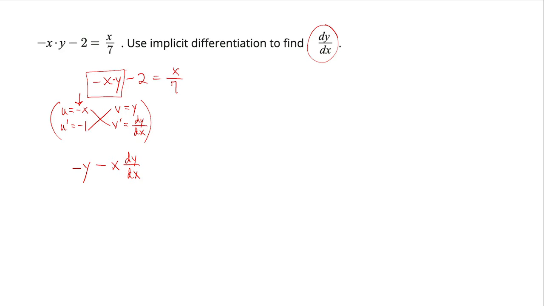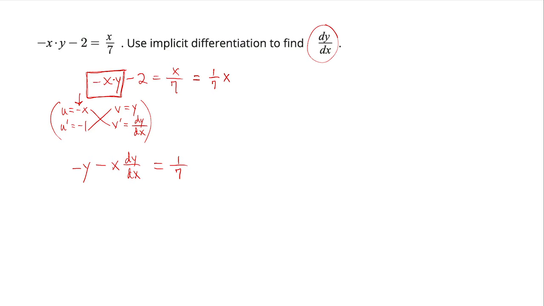So again, that was the derivative only of this first term. So now take the derivative of -2, which is just 0. And then I need to take the derivative of x over 7. Now remember, that's the same thing as 1/7 x. So with respect to x, we just get 1/7.